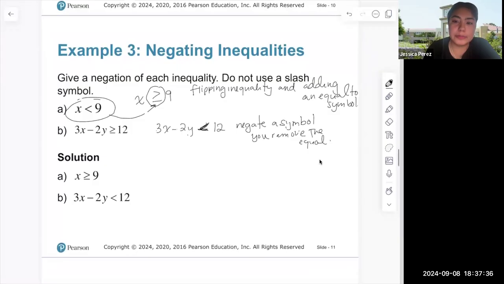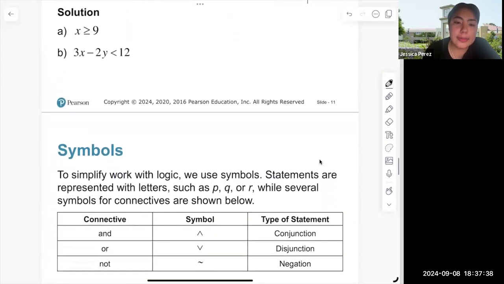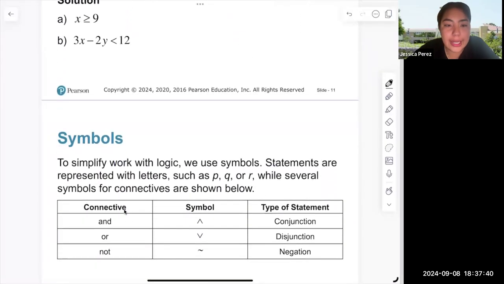All right. Now let's look at the symbols. What are the connectives? We already saw some connective logic words. To simplify work with logic, we use symbols. Statements are represented with letters such as P, Q, or R.